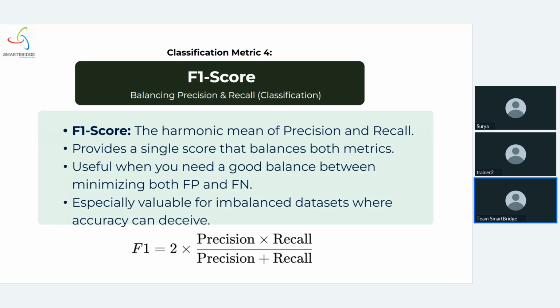F1 is equal to 2 into precision into recall divided by precision plus recall. If you want to use both of these to understand the positives we are getting out of the entire positives, and how to minimize the negatives, then we can use the F1 score.